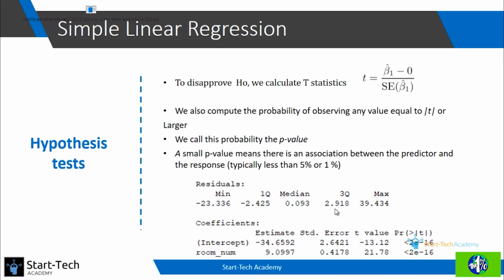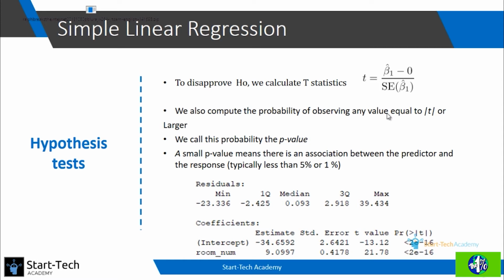By the way, it is called t value because it is based on the t distribution, which is similar to the normal distribution. Basically, the t distribution is another probability distribution, and if you have a t value, you can get the probability of observing any value equal to absolute t or larger. The probability that you will get from this distribution is called p-value.